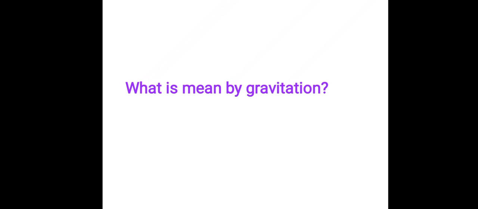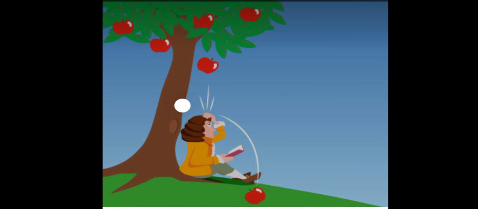So the first question that will come to your mind is, what is meant by gravitation? That means it's introductory knowledge. Just see, one day the great scientist Isaac Newton sat under a tree, and that tree was an apple tree. An apple fell on his head, and he thought, why did that apple fall down, and not in a horizontal direction or a vertical direction?